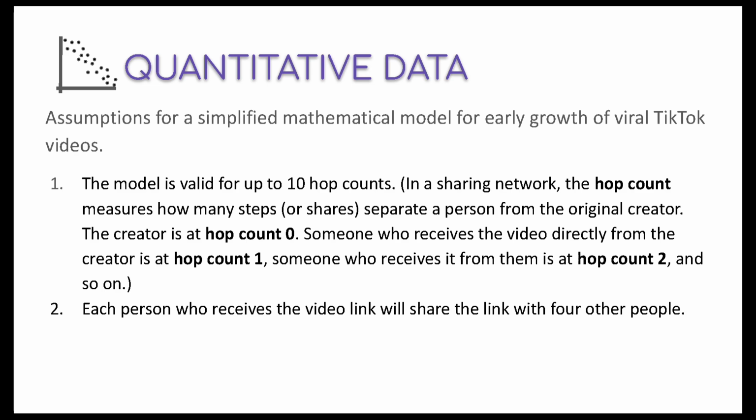We are going to model a viral TikTok video. We're going to start with a few basic assumptions. First of all, that the model is valid for up to 10 hop counts. In a sharing network, the hop count measures how many steps or shares separate a person from the original creator. The creator is at hop count 0. Someone who receives the video directly from the creator is at hop count 1. And someone who receives it from them is at hop count 2, and so on. Each person who receives the video link will share the link with 4 other people.